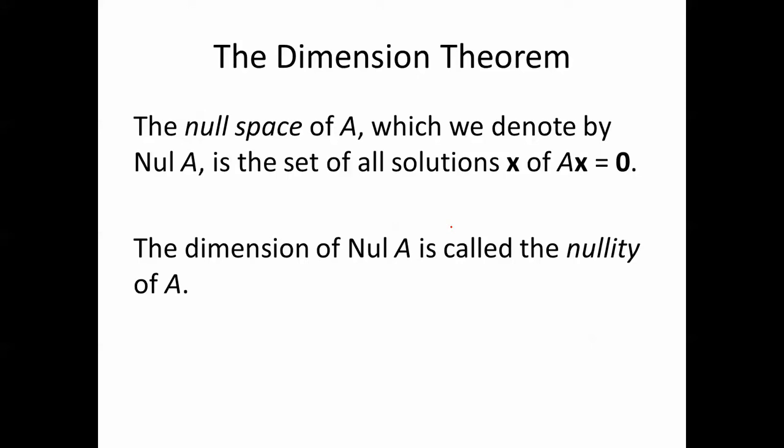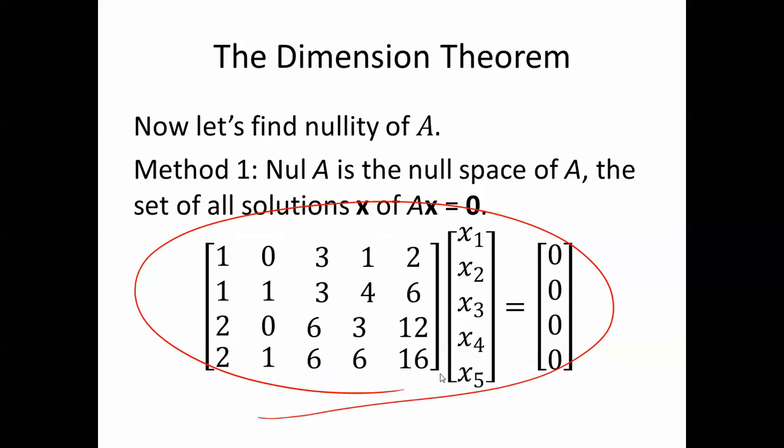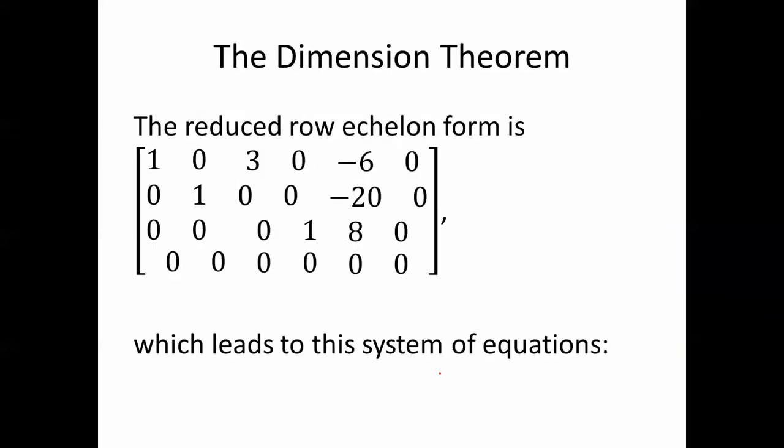The null space of A, which we denote by null A, is the set of all solutions x of Ax equals 0. The dimension of null A is called the nullity of A. Now let's find the nullity of A. Method 1. The null space of A is the set of all solutions x of Ax equals 0. So let's write that as a matrix equation. This leads to the augmented matrix, which looks like this. The reduced row echelon form is like this, which leads to this system of equations.